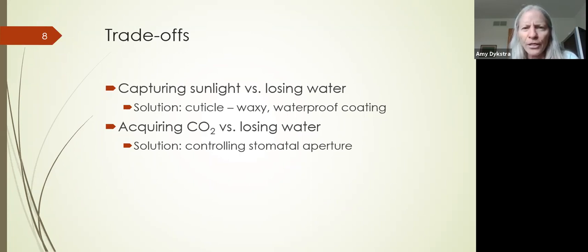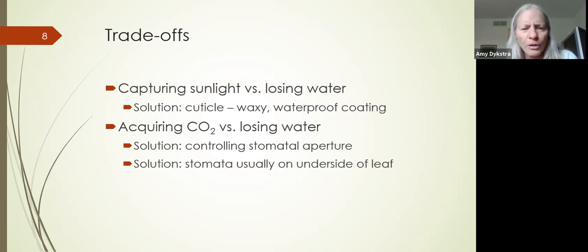And then a third trade-off, one more solution to that, is that most plants have a higher percentage of their stomata on the underside of their leaf as opposed to the upper side. And so this is beneficial because the sun is shining on the top, right? And so it's going to be warmer and probably drier on the top. So if you have your stomata on the bottom, you're not going to lose as much water when you open up your stomates because it's a little bit shaded. It's not as warm. It's not going to be quite as dry on the bottom of the leaf.